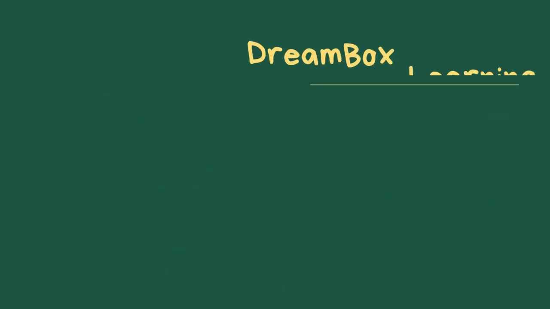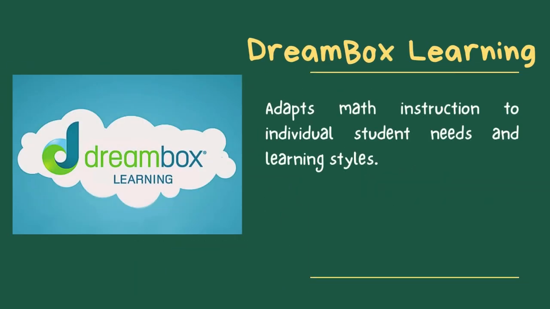The first one is DreamBox Learning. It adapts math instruction to individual students' needs and learning styles. The program aims to individualize instruction for each student with millions of unique paths through the curriculum intended to match each student's level of comprehension and learning style. It uses formative data embedded within and between lessons to tailor lessons for each individual student and motivate them using game-based strategies and engaging behavioral nudges that get students excited about math.